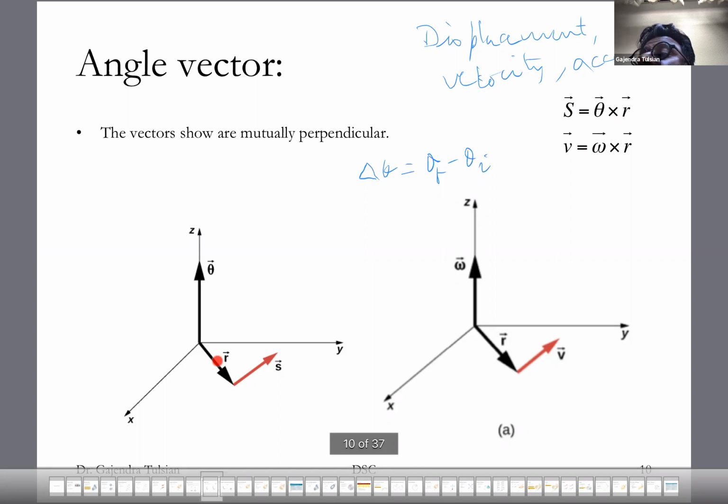Similarly, as this object is rotating, there's the angular velocity. The velocity of the point on the CD at a distance r from the axis is given by omega cross r. Okay. All right, I just wanted to introduce that. We won't be using these too much. I just want you to be aware of it.